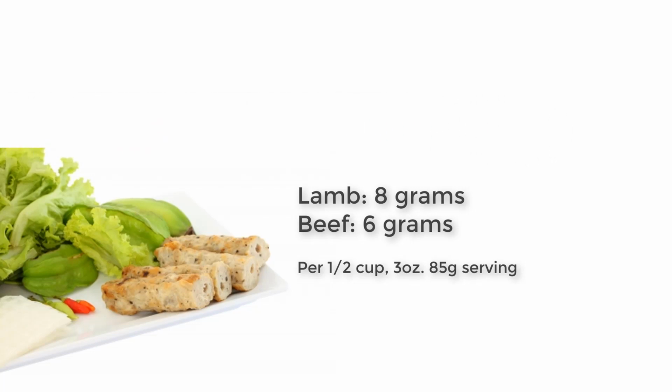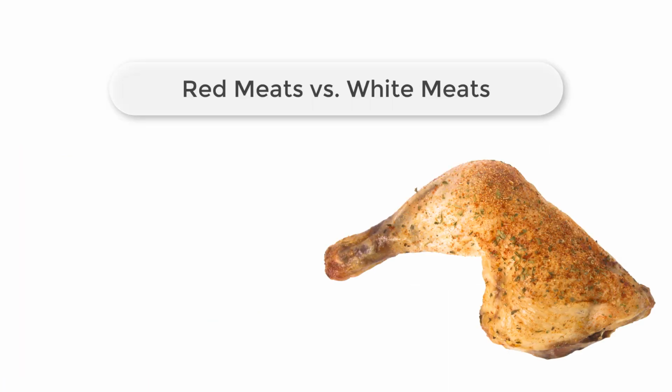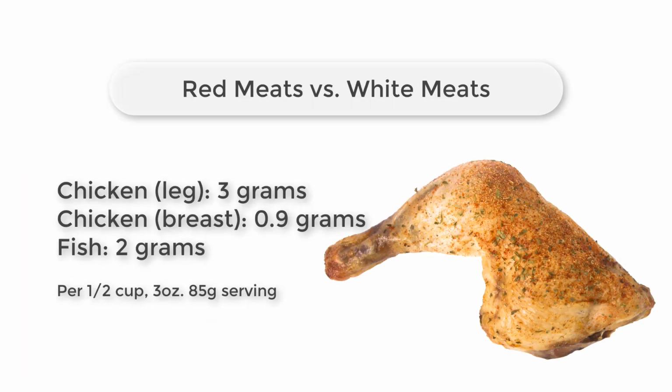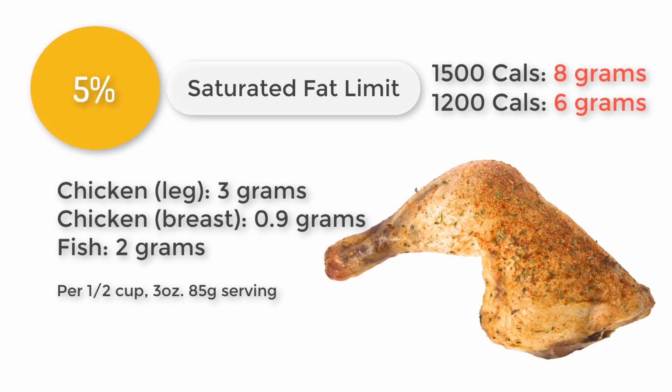And then you have things like chicken and fish, which are known as white meats. These have between 1 to 3 grams of saturated fat for the same serving of a red meat. So that means that you have a little bit more room for other healthy foods so that your total amount can come to between 6 to 8 grams.